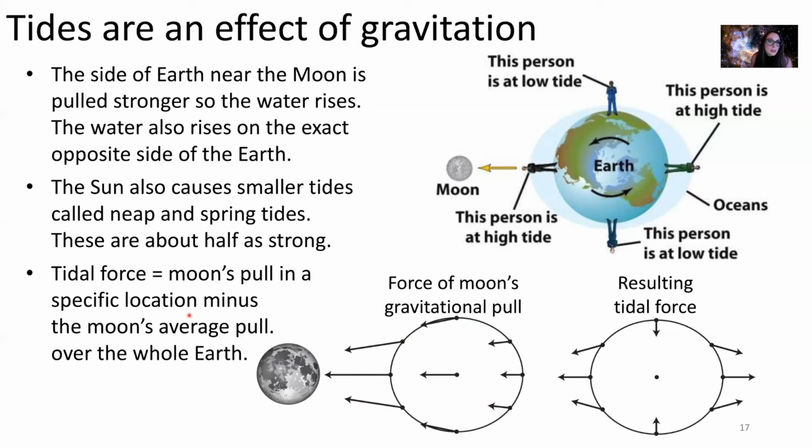The moon's pull in a specific location minus the moon's average pull. So when you think about that minus the average pull, what you end up with is having a large pull on this side and then another large pull on this side from the moon, which is effectively sort of pulling out the liquid water that makes up our ocean. Okay, it's pulling them out and it's increasing the sea levels, and that's leading to the tides that we see every day, the high and low tides that we see every day near the ocean.